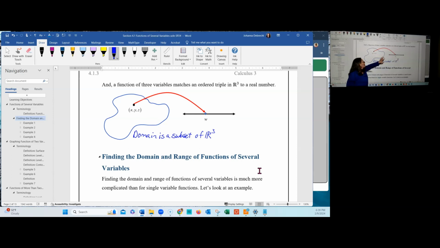So this could be something like, oh, I don't know, x, y, z could be position of an object, and w could be velocity of the object at that point, right? Or something like that, temperature of the object at that point. So it's a relationship between the ordered triple and the output, which is in the range.